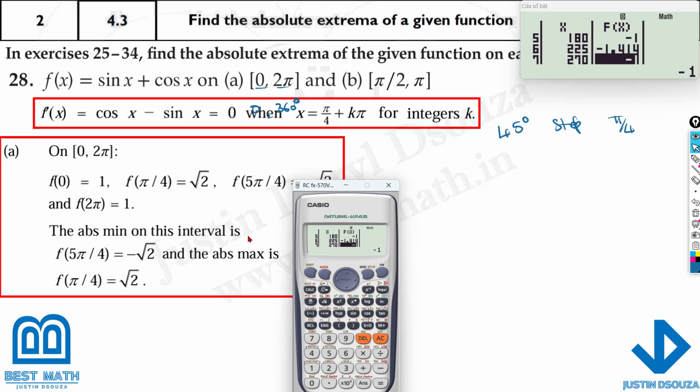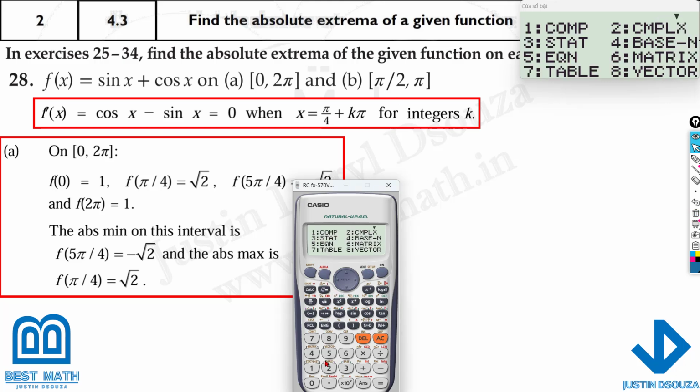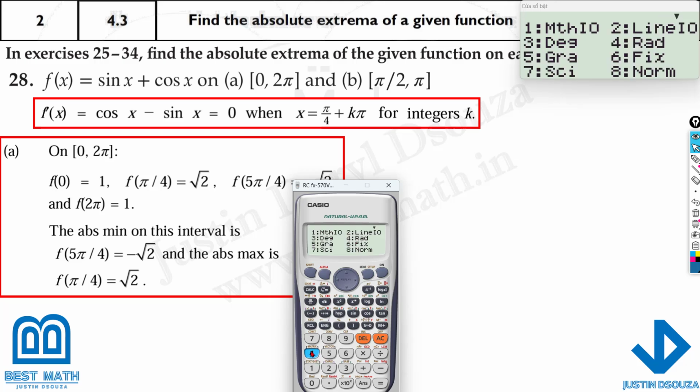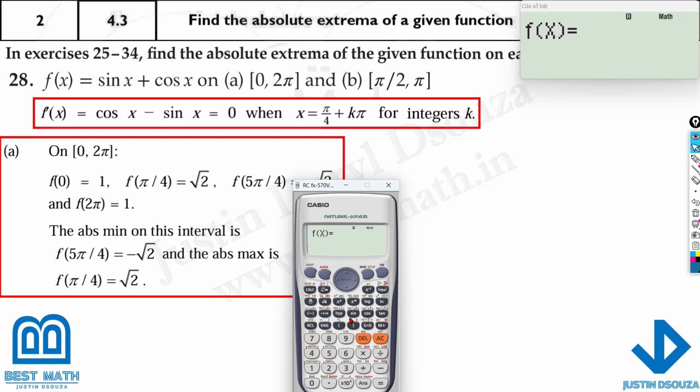So that was the answer. Over here we got these. Now what about the next one? It's absolutely the same, mode 7. But here I'm going to convert to radians, shift mode 4. Let me type the given equation, sine x plus cosine x, and close the bracket. And then we have the starting point as pi by 2. So here starting is pi, shift and pi divided by 2, and ending is pi, that is just pi.